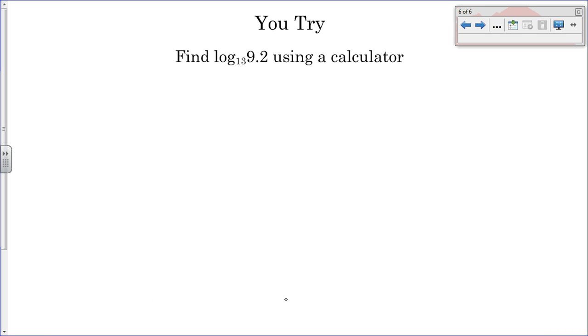Let's do a you try. I want you to find the log base 13 of 9.2 using your calculator. So pause the video for a few moments and figure this out.